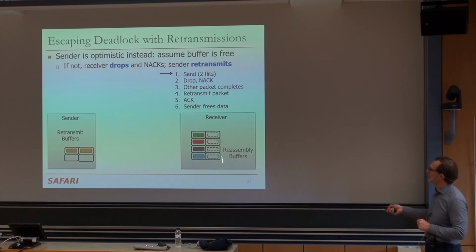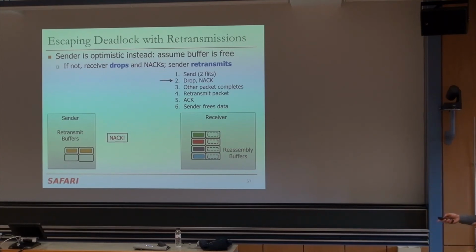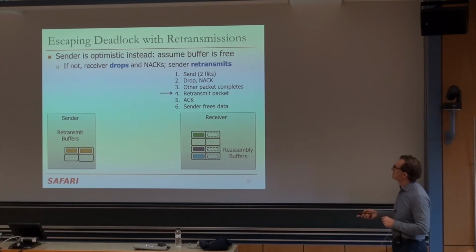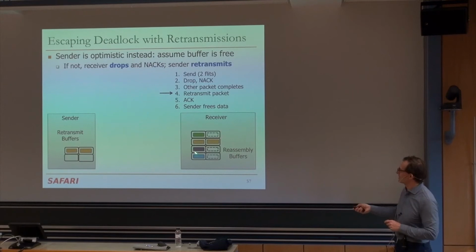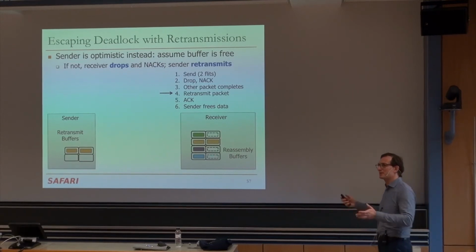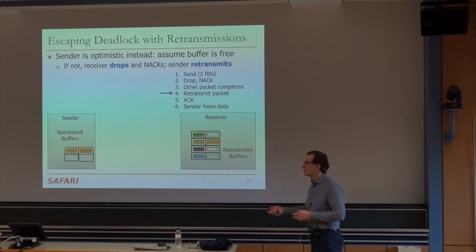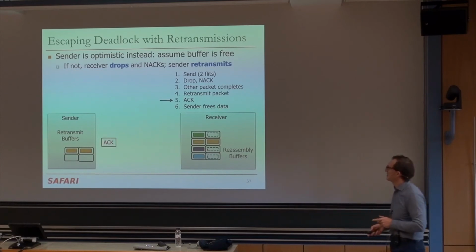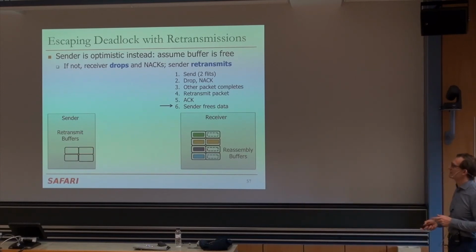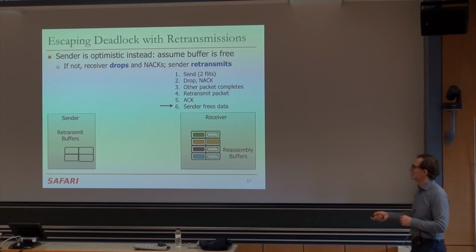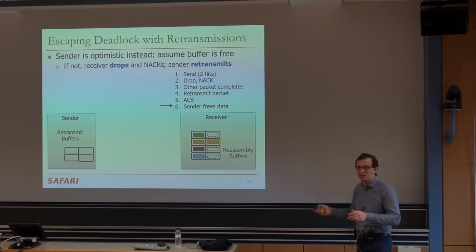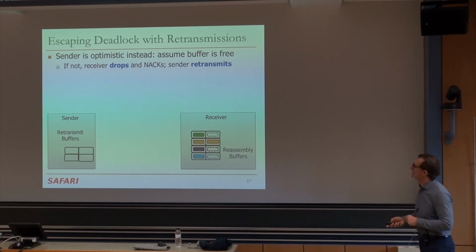Okay, the receiver says, I'm full, I'm dropping, and sends a negative acknowledgement back to the sender. And the sender now, at some point, retransmits and hopefully gets a buffer. In this case, it got lucky because there was something free. But that may not happen. You could keep retransmitting, and you may actually get NACs. And then the receiver ACKs, and then the sender now can clear its data because it doesn't need to transmit again. So that's the idea over here.